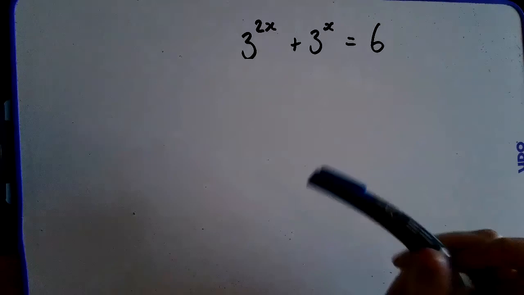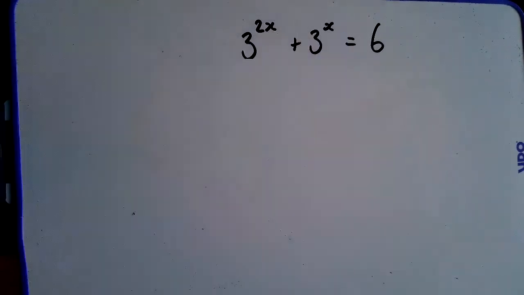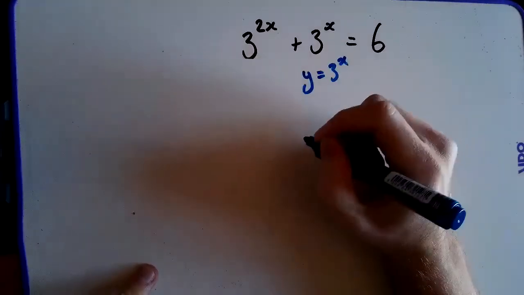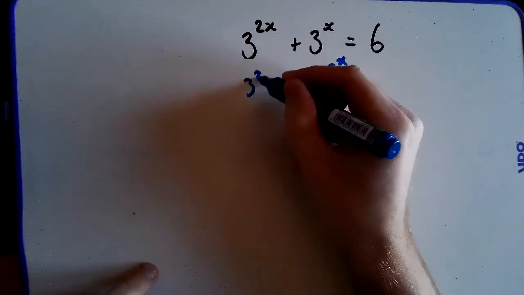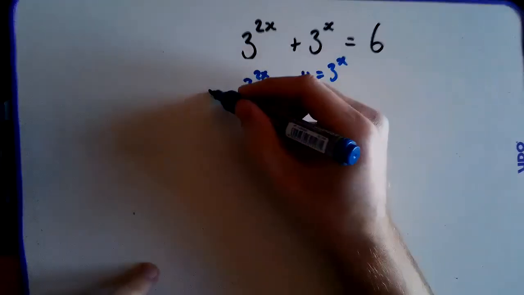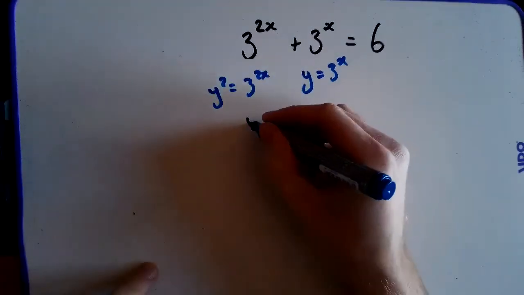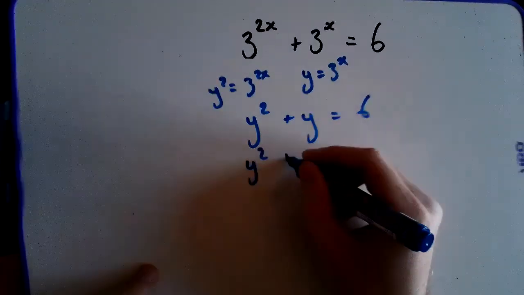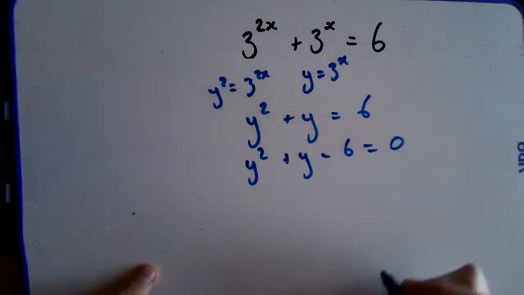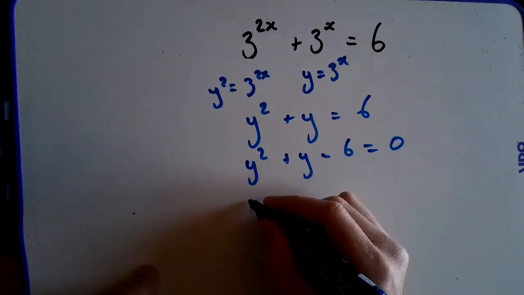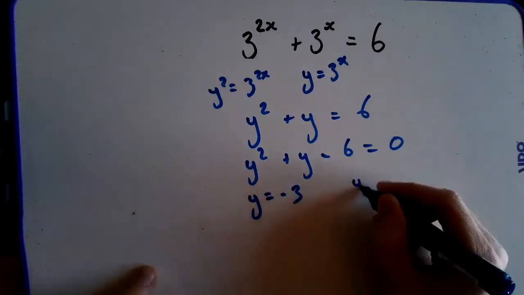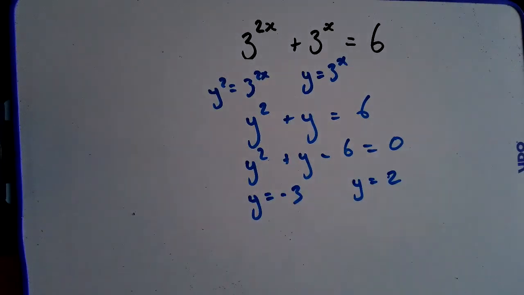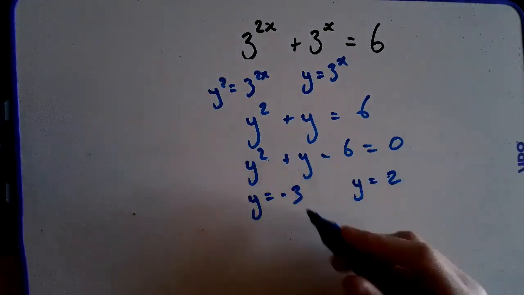So there's like a connection here, look, 3 to the x, 3 to the 2x. Well, if I say y is 3 to the x, then 3 to the 2x, well, it's just that bit squared. So it's y squared. So I've got y squared plus y equals 6. So y squared plus y minus 6 equals 0. So I can solve that. Get y is minus 3. Y is 2. Now, don't stop there. Sub back in what y was.